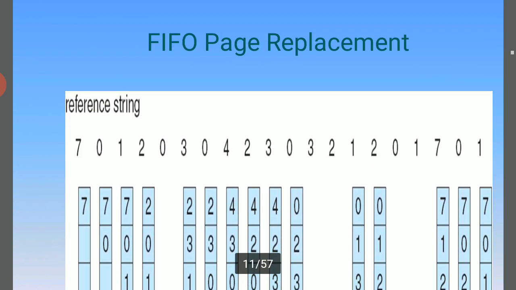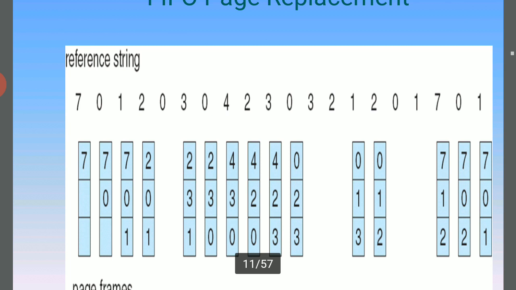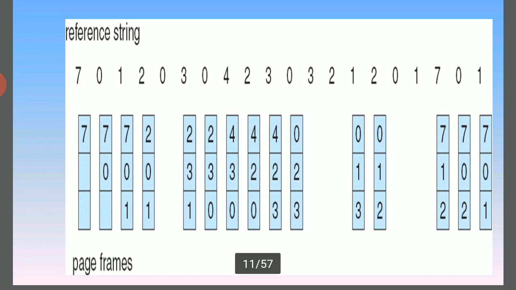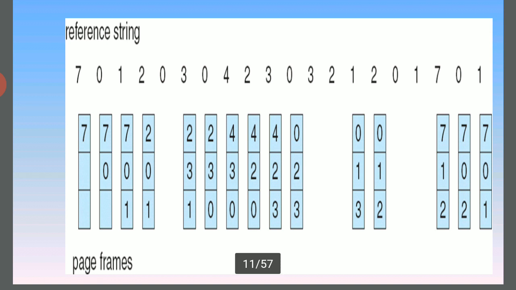Here is the FIFO page diagram with the reference string 7 0 1 2 3 4 4 0 4 2. The first number is 7, and the page frame holds 7. Then 7 and 0, with the third place empty, then 7 0 1. Then 2 0 1, where the first page is replaced by number 2. So first in first out automatically changes the table. This is called the reference string and the page frames.